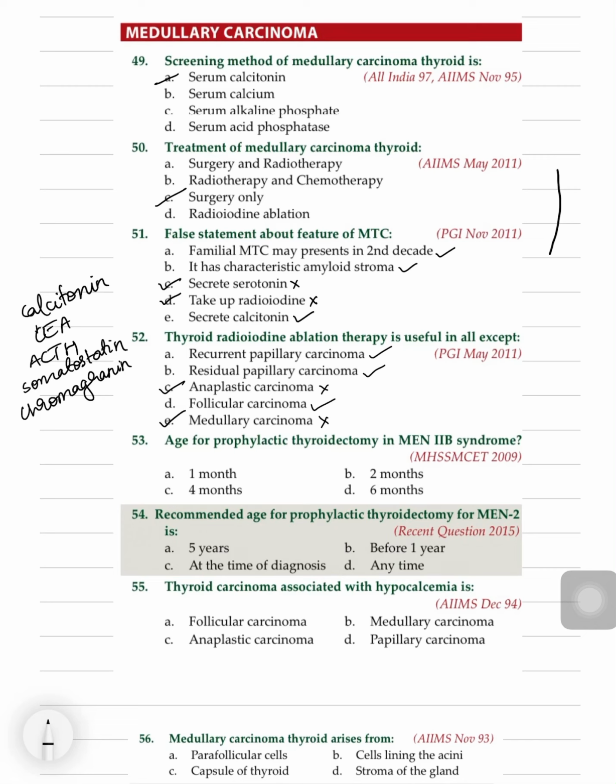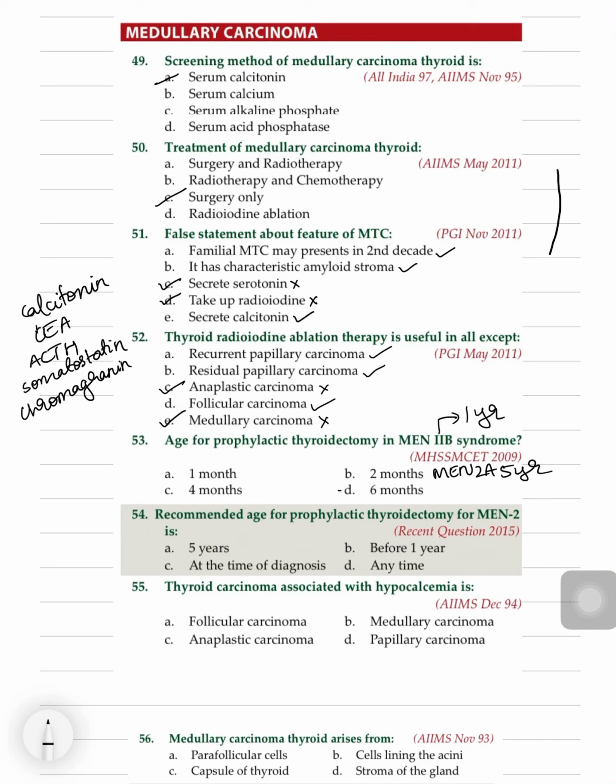Age for prophylactic thyroidectomy in MEN2B syndrome. The age for MEN2B is 1 year, so the option is not given here. The closest is 6 months, which you can take, but for MEN2B it is 1 year. For MEN2A it is 5 years. So for prophylactic thyroidectomy, if it is MEN2A it is 5 years, and if it is MEN2B it is 1 year.